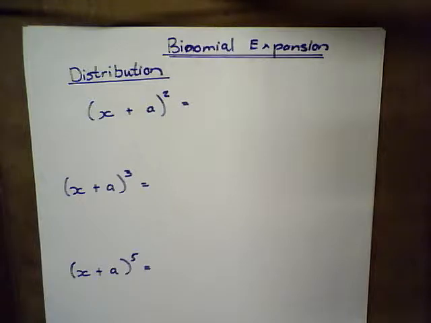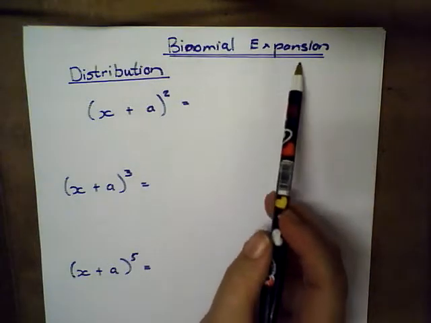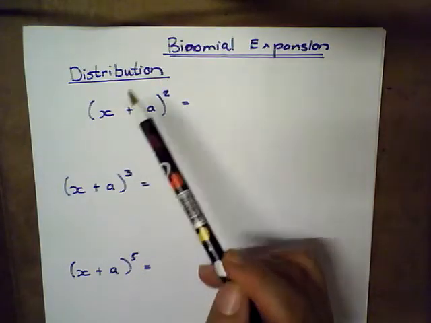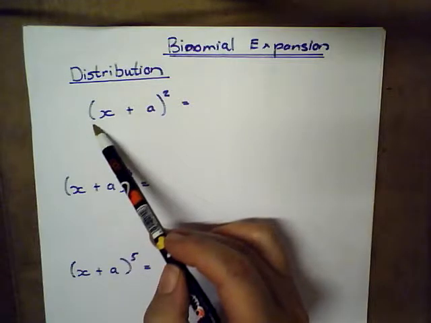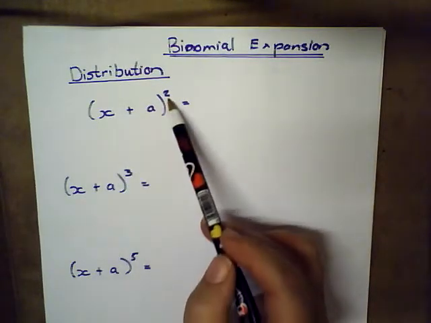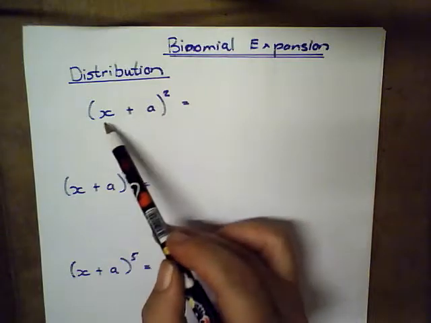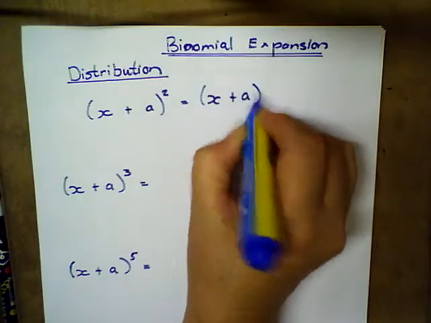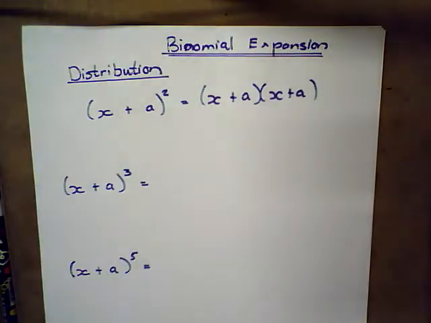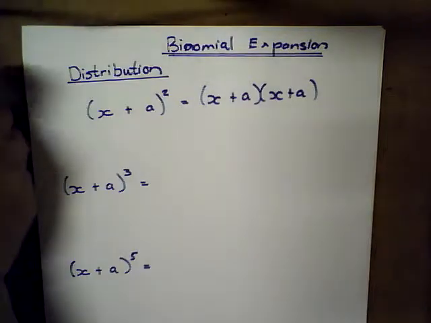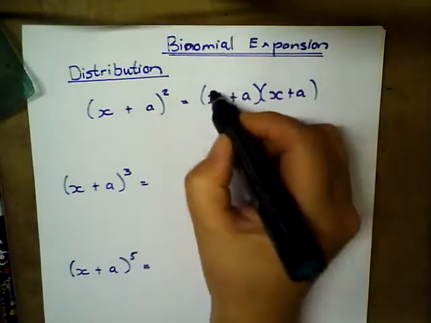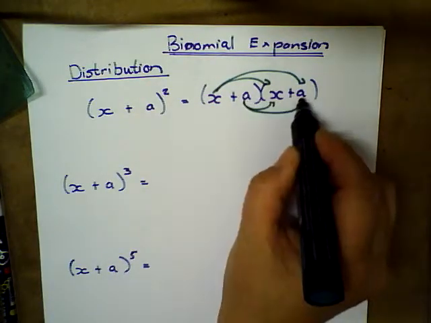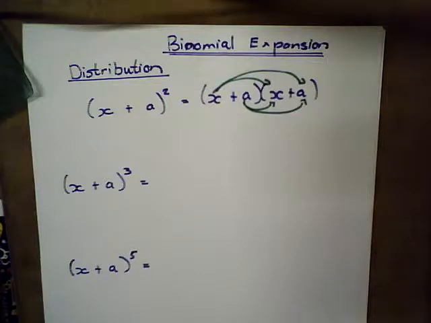Well, today we are going to spend a little time on binomial expansion, and we're going to look at distribution. What is distribution? Well, we know it from algebra. If we have a bracket and there's a little square to it, that means that we've got to rewrite this bracket twice. So x plus a, and then we will multiply each value in the first bracket with each value in the second bracket and simplify that, and that will give us our answer.